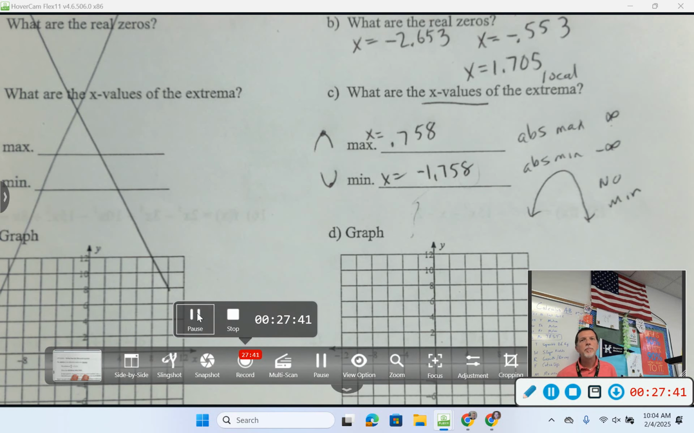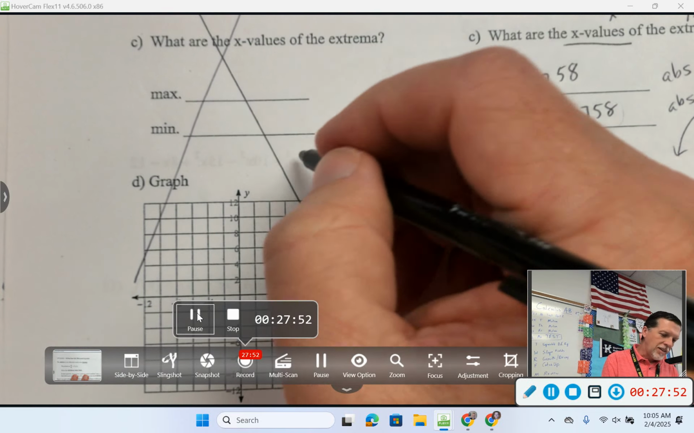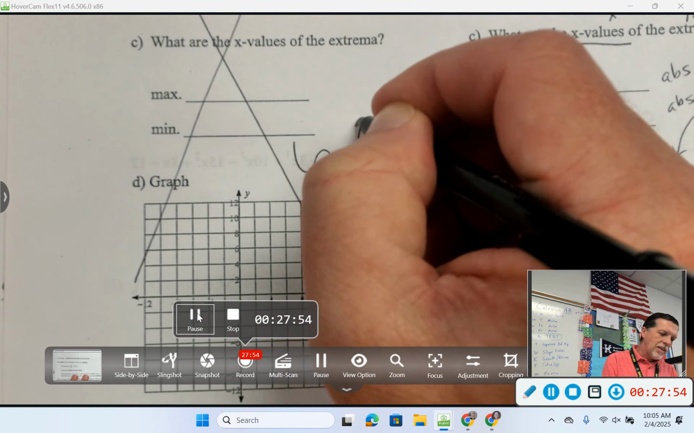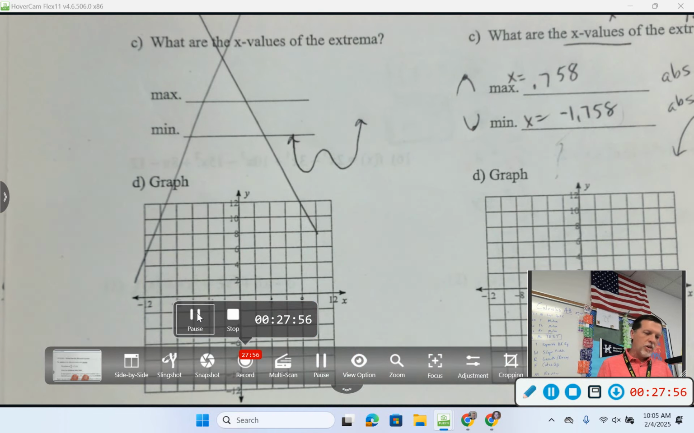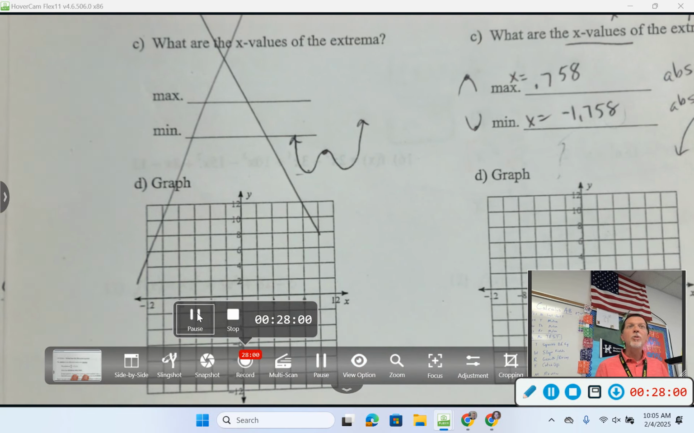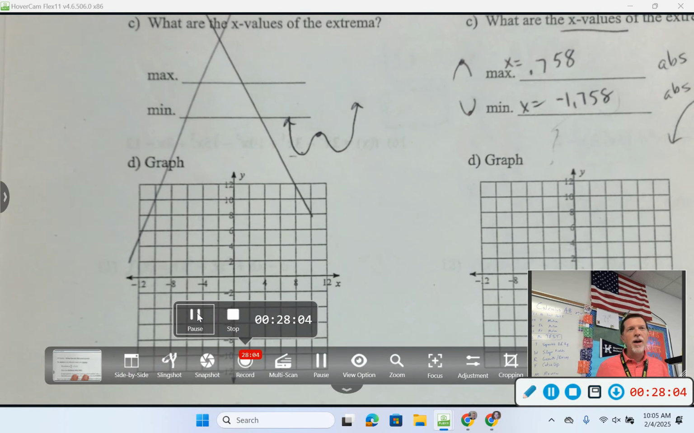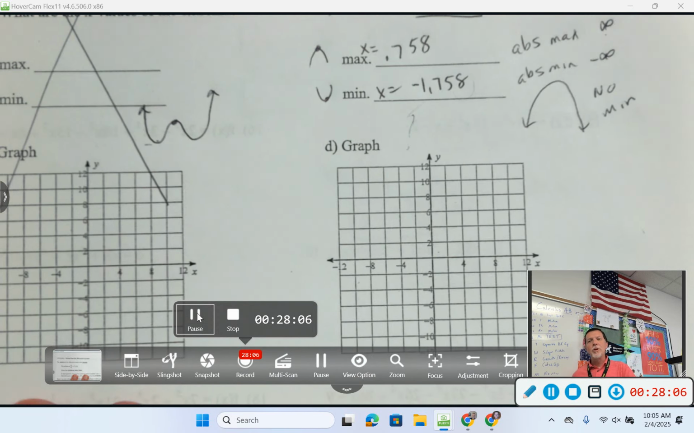For local and absolute, if there are many different terms, would you have more than one? You would have more than one, yeah. And that's actually why I marked out 19, because 19 looks something like that. So you have multiple mins, but only one max. Local. Absolute, you have an absolute min, but you don't have an absolute max. So that was a little more confusing than I wanted to worry about.